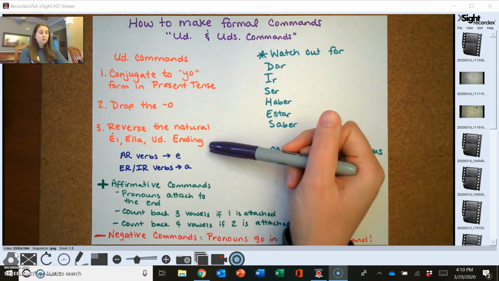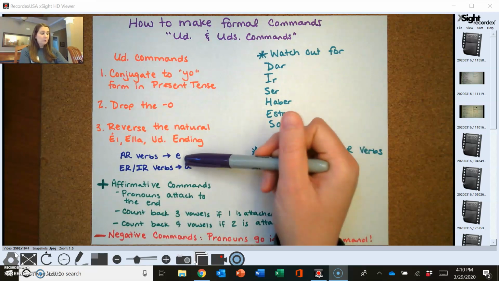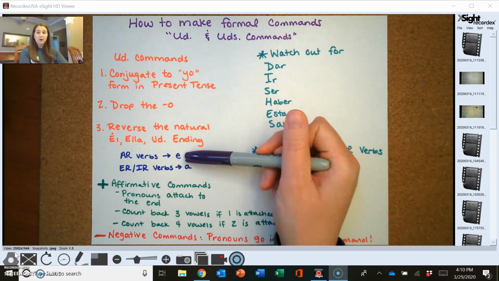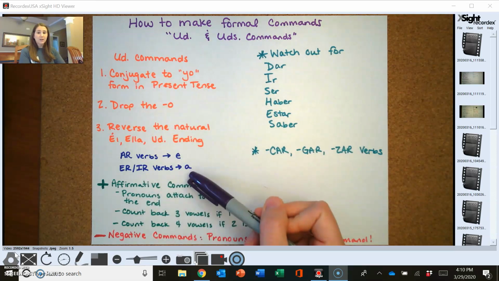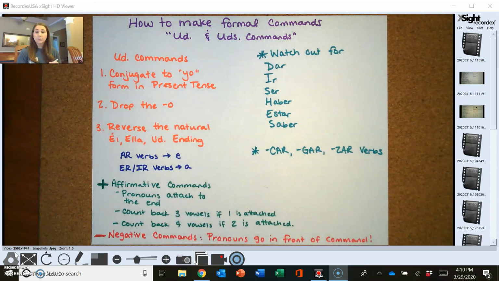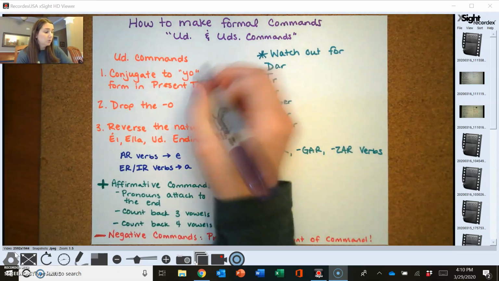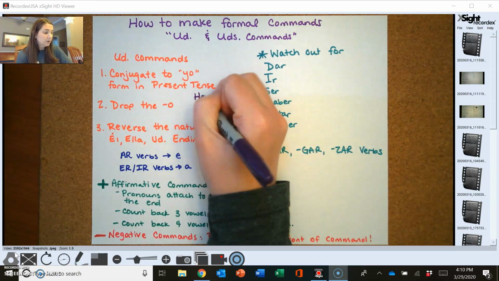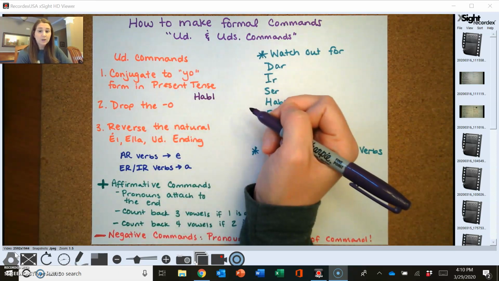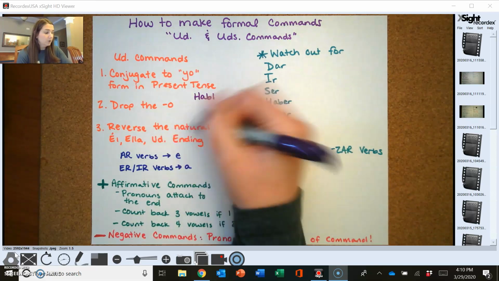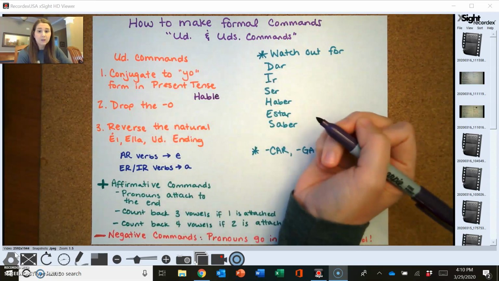Then the next thing you're going to do is reverse the natural él, ella, usted ending. So that means that now if I was dealing with an AR verb, it would now end with an E, or if the verb was an ER or IR verb, it would now end in an A. So let's do something really, really basic. We'll start with the verb hablar, speak, okay? So if I take hablar, H-A-B-L-O, put it in the yo form, drop the ending, and then I'm going to reverse its natural ending. It's an AR verb, so I'm going to put an E, hable, okay?